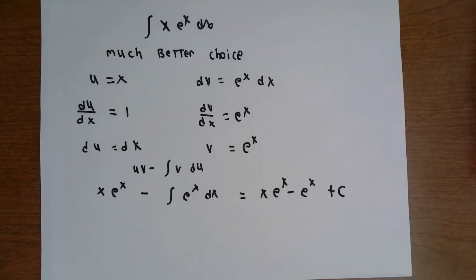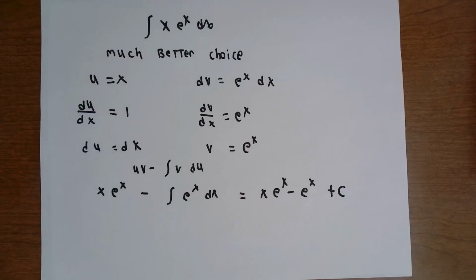U times v minus the integral of v du turns into this expression, and the remaining integral is easy to do. An antiderivative of e to the x is e to the x. Having obtained an antiderivative for x e to the x, add a constant of integration on. If I thought it made it look nicer, I could group those first two terms together and write it as the number x minus 1 multiplied by e to the x. I'm just going to leave it like this for now.